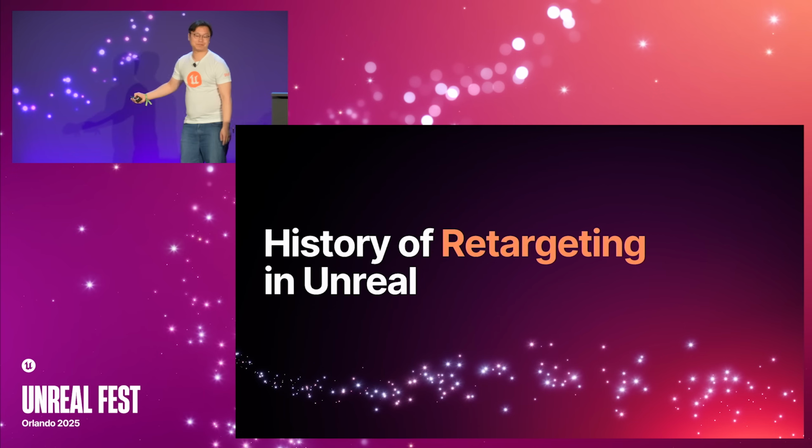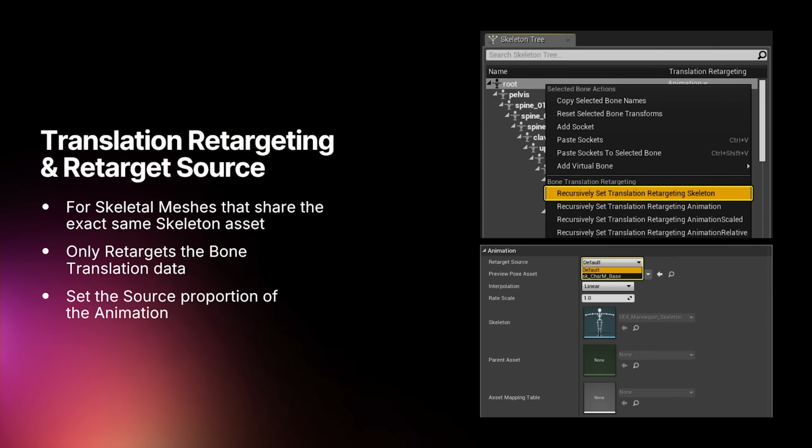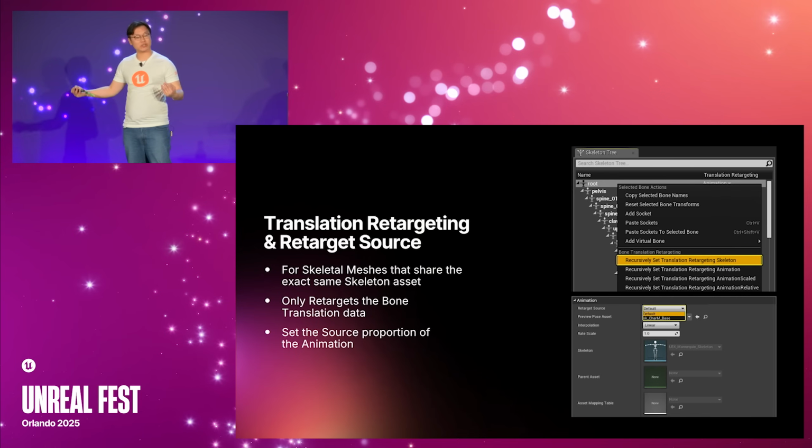So let's talk about the history. The first method that was introduced was translation retargeting and retarget source. In Unreal, there's the skeleton asset, which you can assign to multiple skeletal meshes, which mainly handles different character proportions, like short, tall, or medium. From there, you want to be able to transfer your animations from, say, a medium character to your short or tall. However, when you do that, naturally, without setting these options, it will squash or stretch the character, right? So within your skeleton, you can assign different translation retargeting options, so that it doesn't do that.